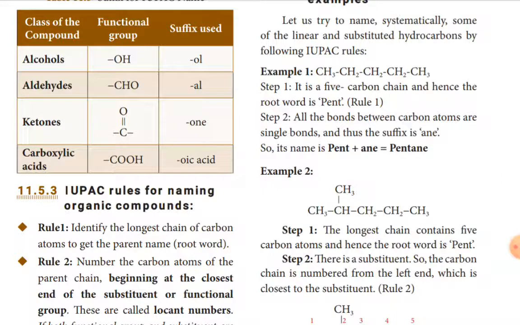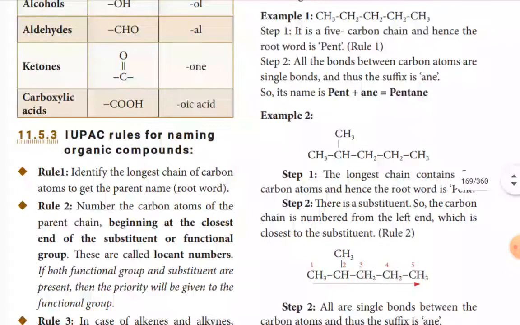There are 5 carbons. It is an open chain compound, an acyclic compound, and it is a saturated compound because there is a single bond, the dash denotes a single bond between the carbon atoms. And how many carbons? 5 carbons. 5 carbons means the root word is pent, P-E-N-T. That is rule 1. So we have to identify the longest chain of carbon.